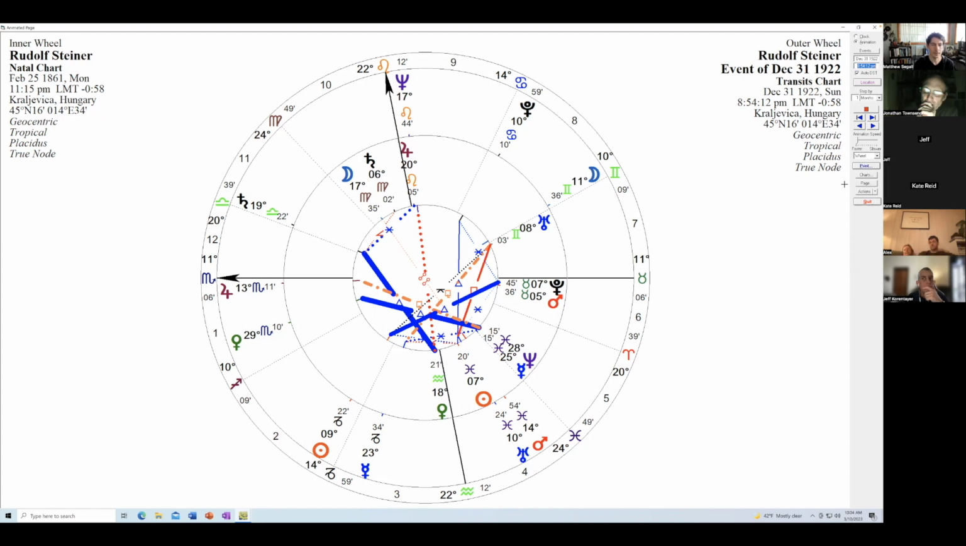Yeah, and the opposition to Saturn, with the sense of loss, just sudden, unexpected, but potentially devastating loss. Very, very fitting for that signature.